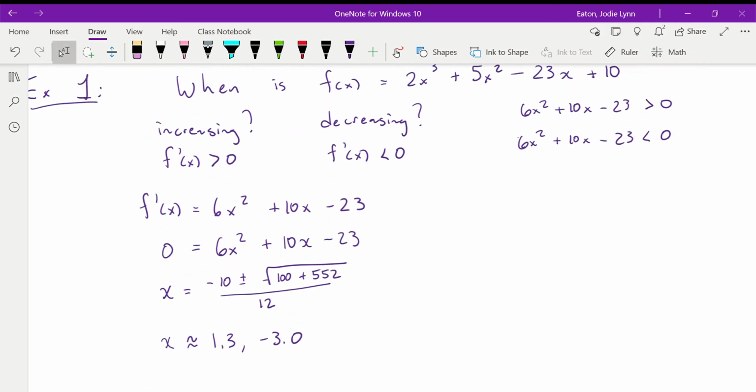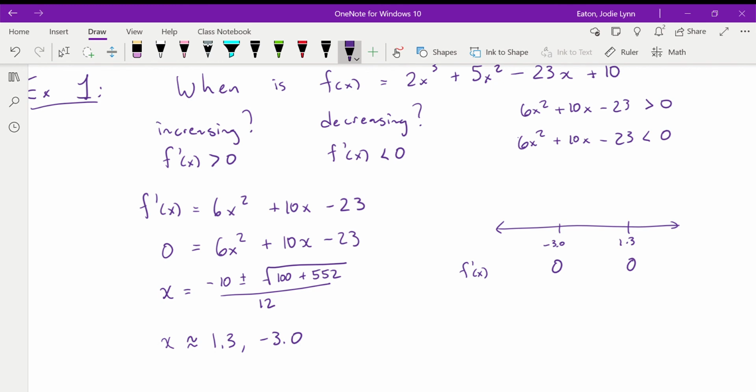So now we go back to looking at how we're going to solve our inequality. We know that at negative 3.0 and at 1.3 approximately, f prime of x equals 0. We also want to know now where it's positive and where it's negative. So how can we figure that out? Well, we can pick a point in each interval and plug it in. So we have something less than negative 3.0.